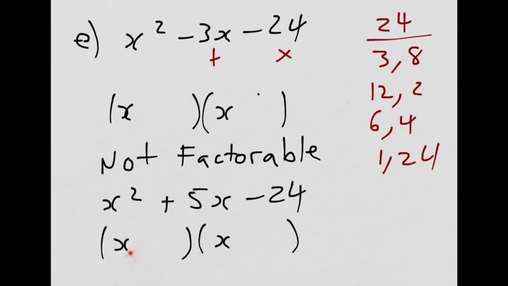What would I need here and here? 3 and 8. Which one would be positive? The 8 would be positive and the 3 would be negative. Let's see if that works, right? Positive 8 times negative 3 is negative 24. Good. Positive 8 minus 3 is just 5. So that works nicely. Awesome.